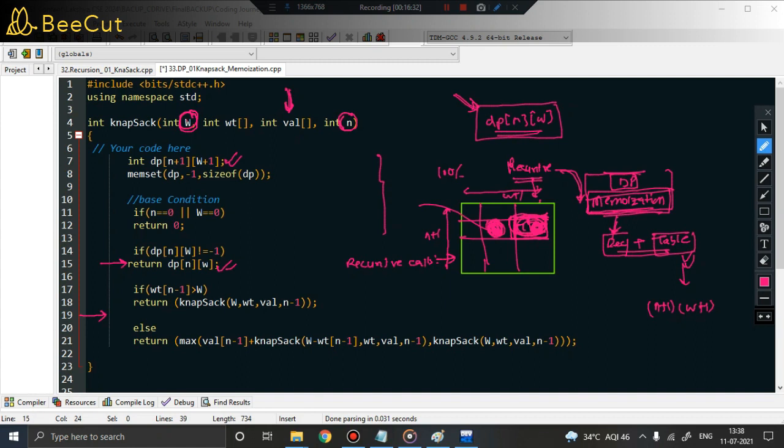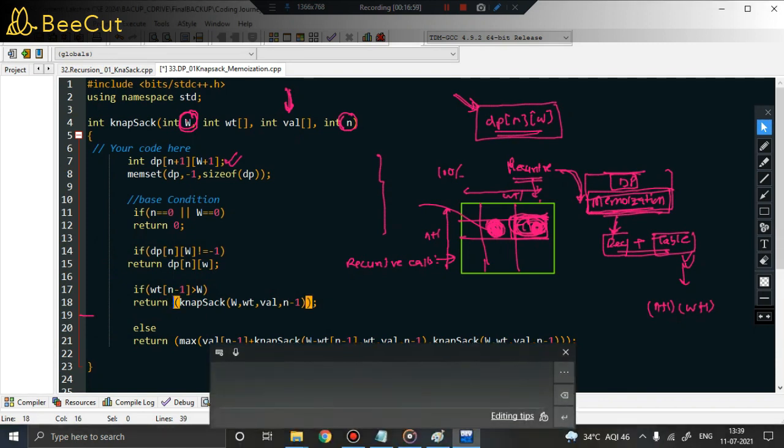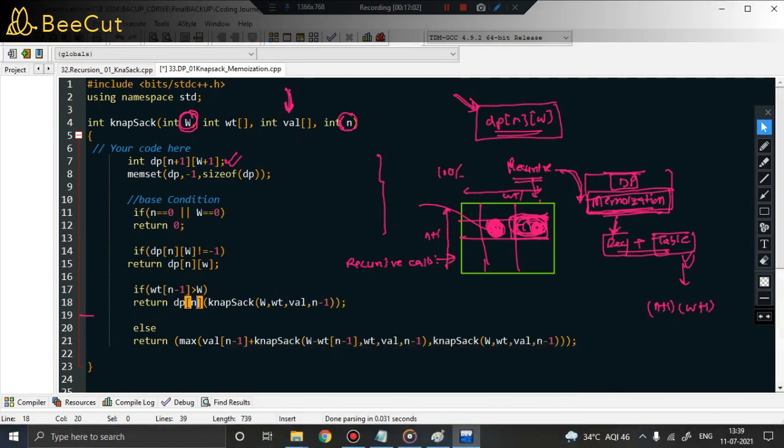But if you find that the answer is not present, then you check this condition. If the answer to this question is not present in the table, I have to solve it. How will you solve it? The things remain the same. If weight is greater than W, you are just going to reject it. Reject it means you are going to make a knapsack call on this function. Now where will this be stored? So basically you have to store this, right? So return dp n w is equal to this.